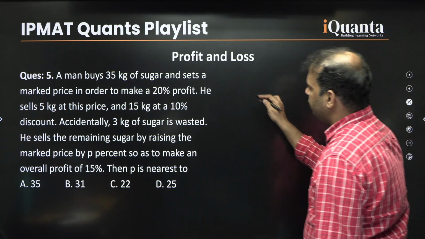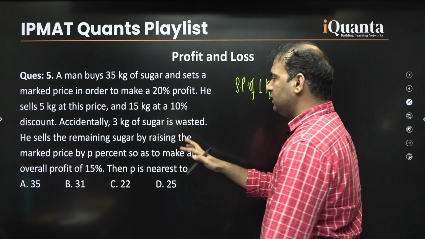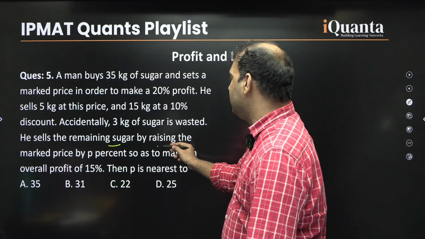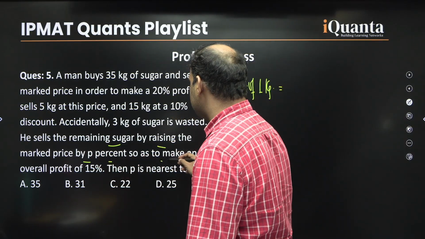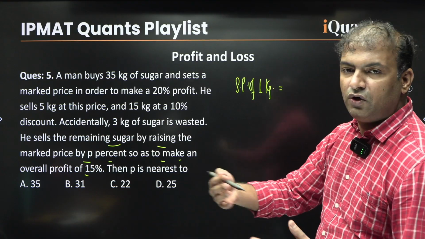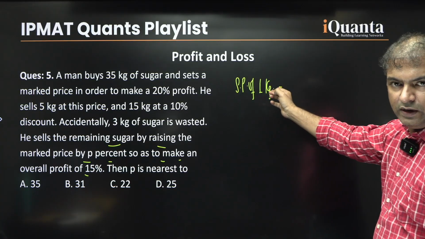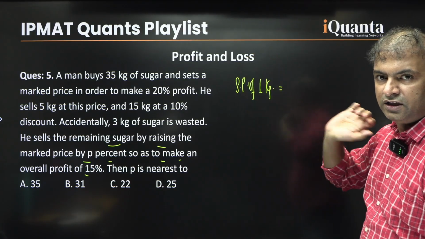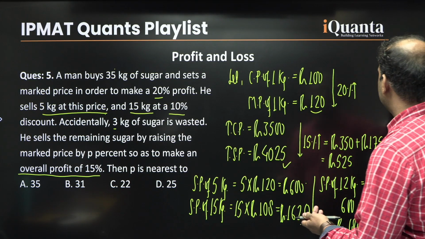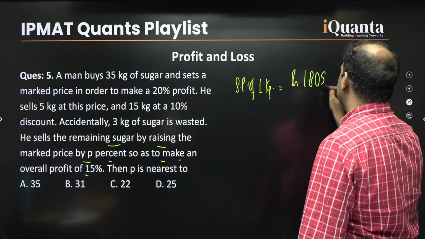And then we can find the selling price of 1 kg, right? Because remember what is happening in the end: he sells the remaining 12 kg of sugar by raising the mark price by P percentage so as to make the overall profit. So we have to find the percentage increase on the mark price, and we know the mark price of 1 kg. So we should get the data of 1 kg in the final lot of the sugar. The final lot is 12 kg, whose selling price is 1805. So the selling price of 1 kg of the last lot is 1805 divided by 12.